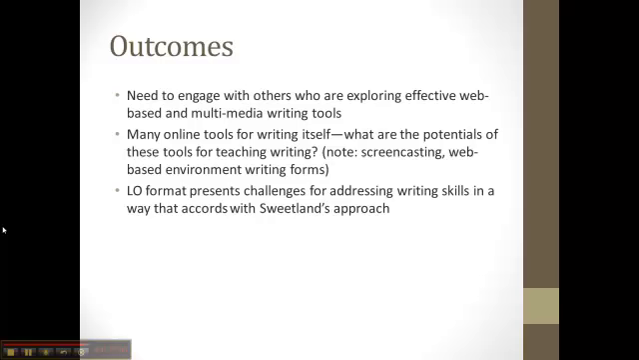And overall, we keep running into the challenge of adapting an LO format to address writing skills in a way that accords with Sweetland's approach, which again isn't about a right or wrong answer, but it's about a thinking process.